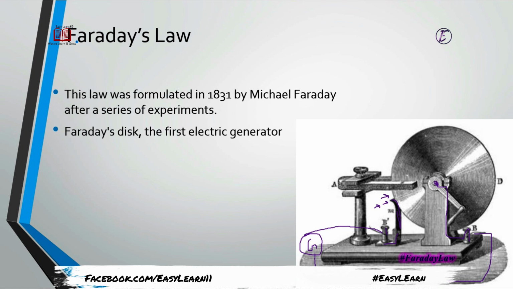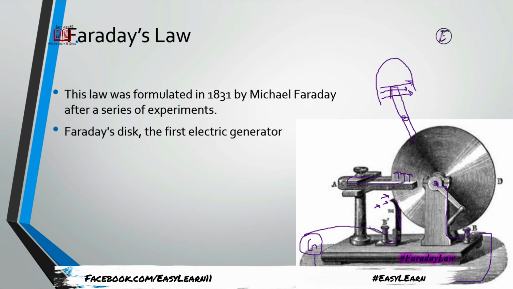The second thing is that he fixed a horseshoe permanent magnet to provide a strong magnetic field. The metallic disc is inside this magnet. This is the side view: suppose this is the disc with its center, and the disc is rotating. These are the magnetic field lines. When the disc is rotating, it is basically cutting the magnetic field lines.